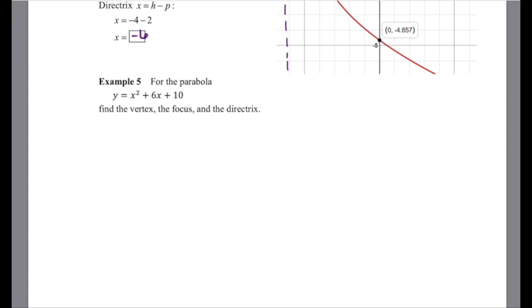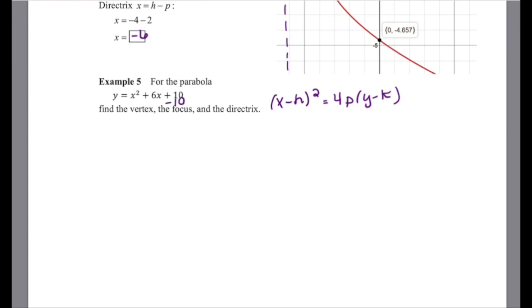y equals x squared plus 6x plus 10. We want to find the vertex, the focus, and the directrix. Because I have x squared, I know that I'm going to be finding a vertical axis of symmetry and utilizing (x minus h) squared equals 4 times p times (y minus k). So I'm going to get all of my x values on one side and all of my y values on the other.